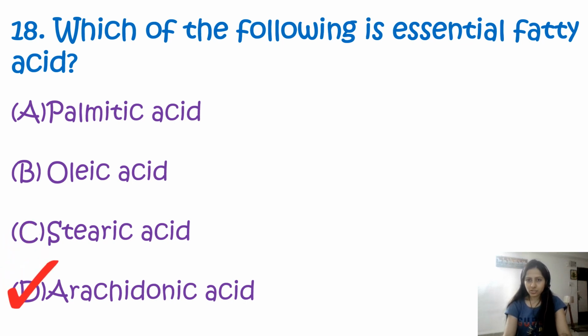So we discussed a few slides before what essential fatty acids are. Essential fatty acids are those fatty acids that cannot be synthesized by our body and must be obtained through our diet. So this arachidonic acid is an omega-6 fatty acid that plays an important role in various physiological processes. So option number D will be my correct option.